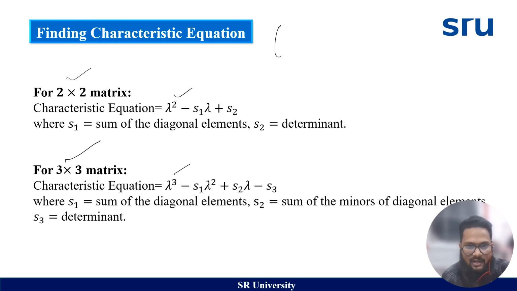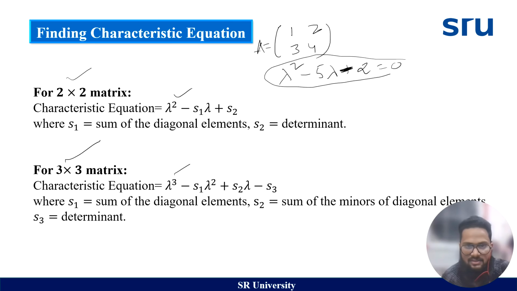So suppose you have one matrix 1 2 3 4, I am saying as an example. In that case the characteristic equation will be lambda square minus the sum of the diagonal, that means 1 plus 4, which is 5 lambda, then plus the determinant, so 4 minus 6, so the determinant is minus 2, so we can say minus 2 equal to 0. So this will be the characteristic equation of this matrix.